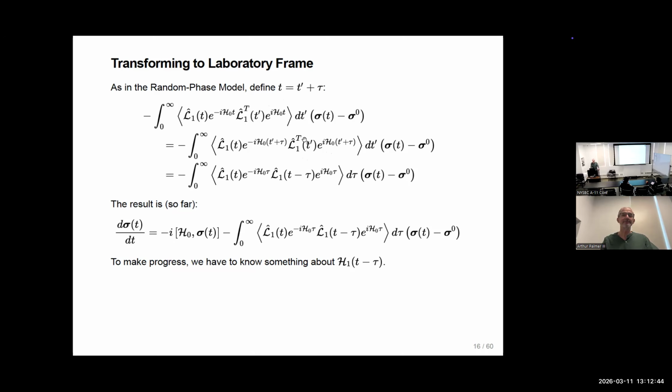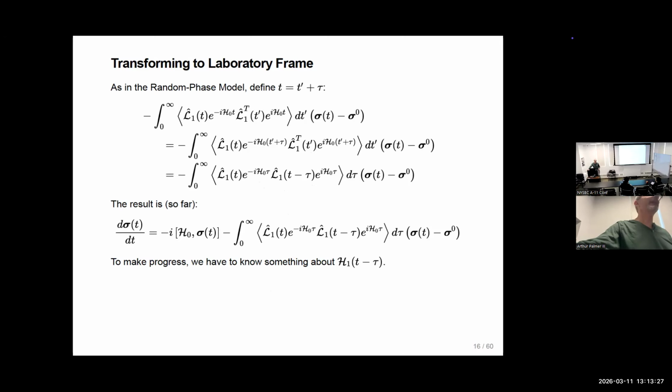And that will bring L1 in the interaction frame at T prime back into the lab frame. And at the same time, I'm remembering that T prime is T minus tau. So I've substituted that in. So I'm back into the lab frame, and now I have the transformation with respect to tau of the superoperator at T minus tau. And to make any progress, now we have to actually look at the Hamiltonian.